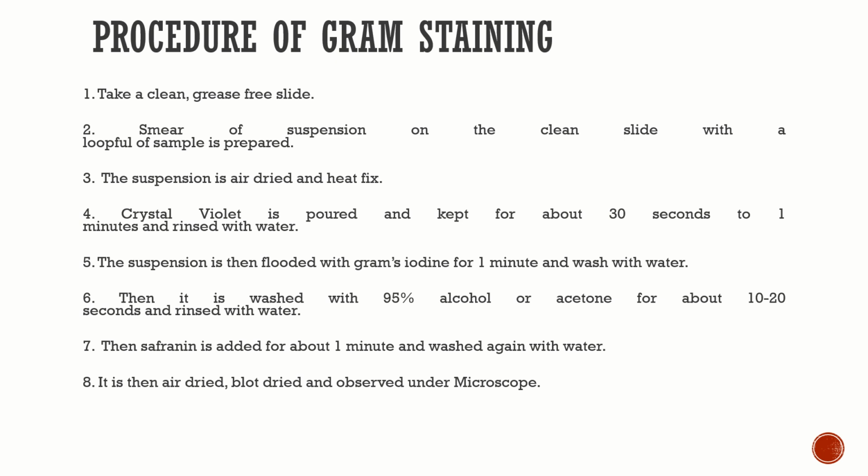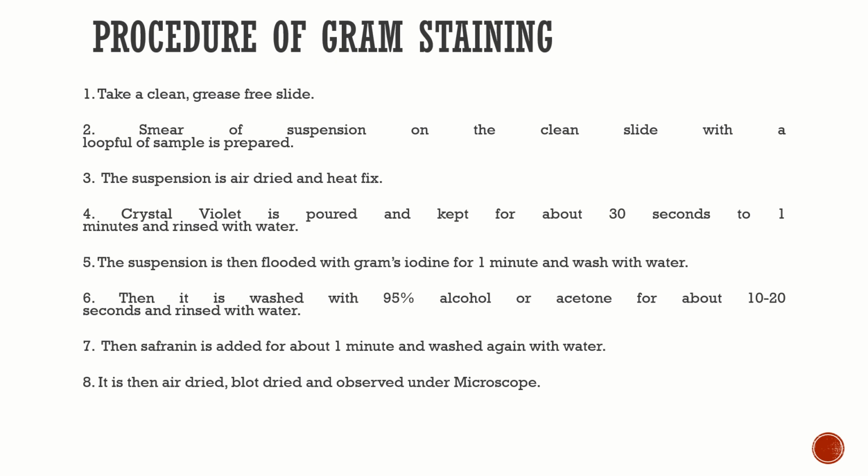Then this film or suspension is air dried and heat fixed. For heat fixing, the flame should be very low. Then crystal violet is poured and kept for about 30 seconds to 1 minute. After that, we will rinse it with water. Then the smear is flooded with Gram's iodine, which is the mordant, for 1 minute, and again we wash with water. Then the whole slide is washed with 95% alcohol or acetone for about 10 to 20 seconds. Again we rinse it with water.